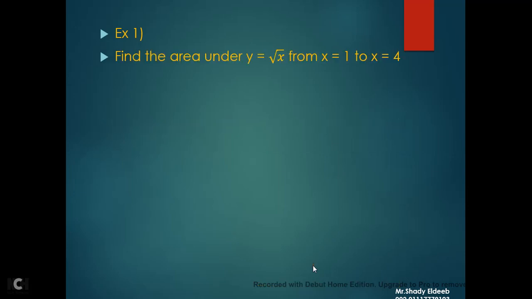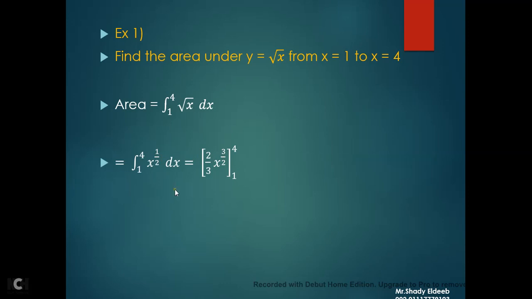Let's take example 1. Find the area under y equals square root x from x equals 1 to x equals 4. Look, these are the limits. By integration, square root x from 1 to 4, we know that square root x is x^(1/2). So to integrate it, we add 1 to the power, it will be 3 over 2. And then the coefficient here will be 1 over 3 over 2, which is 2 over 3, the reciprocal of 3 over 2. And don't forget to put the square brackets like that, and here 1 and here 4.